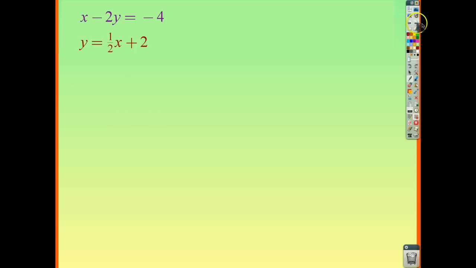Let's go ahead and take a look at another line here, okay? So that second one is actually already in slope-intercept form. So let's turn the first one into slope-intercept form as well. I'm going to take this and get negative 2y is equal to negative x minus 4. We're going to divide everything by negative 2. So I get y is equal to 1/2 x plus 2.